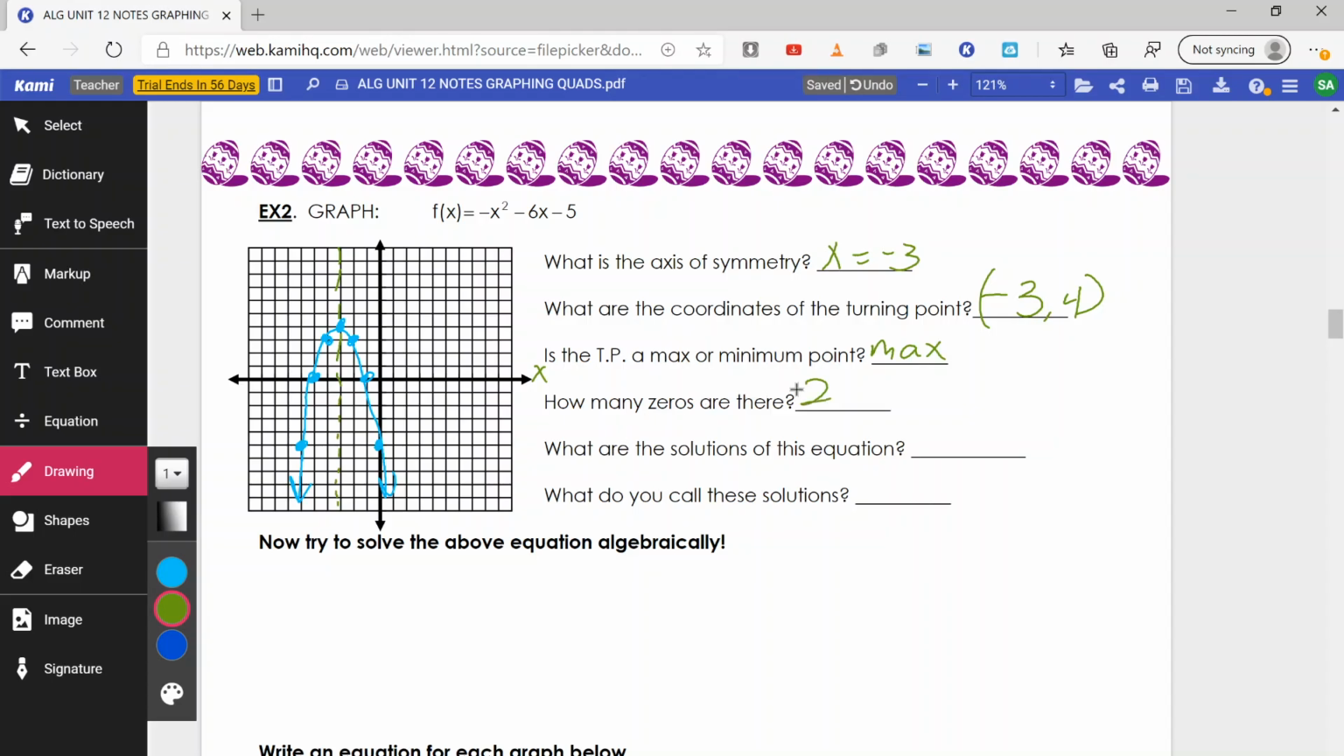What are the solutions? So again, I just list what the x values are. So I go left 1, so x equals -1. And x equals, and then I go left 1, 2, 3, 4, 5. So -5. And what do we call these solutions? Roots. So again, if I were to solve algebraically, I would end up with the same solutions. X equals -1, x equals -5.